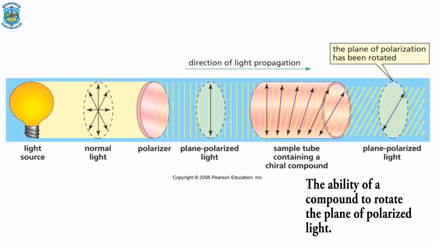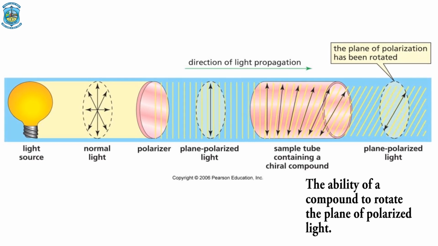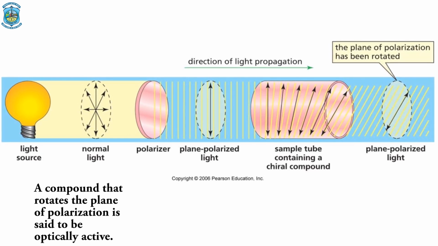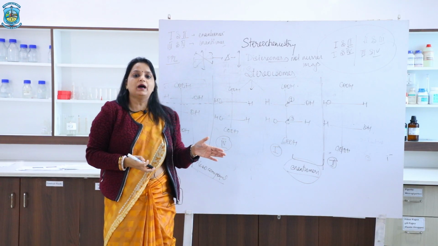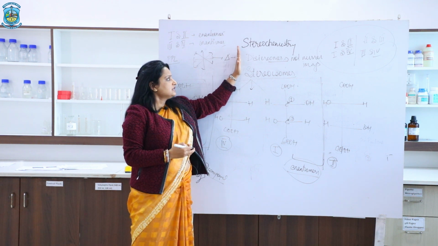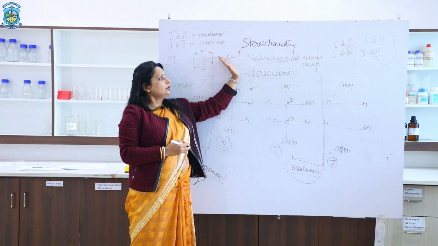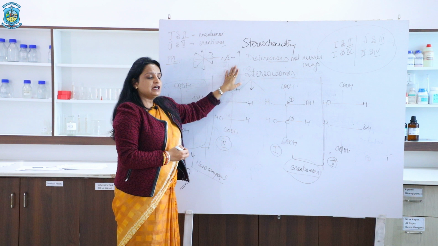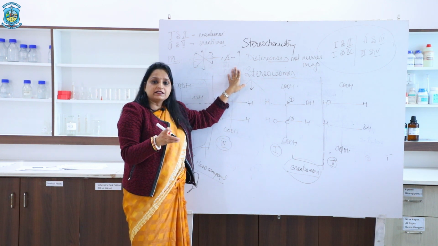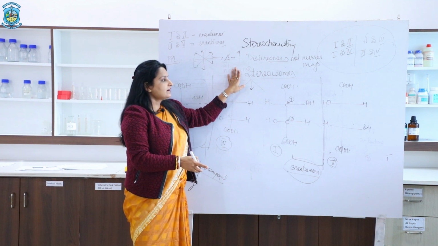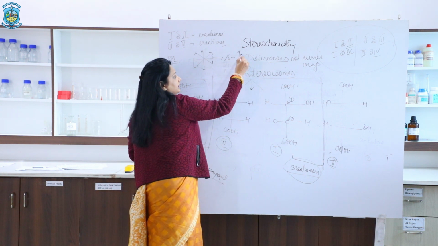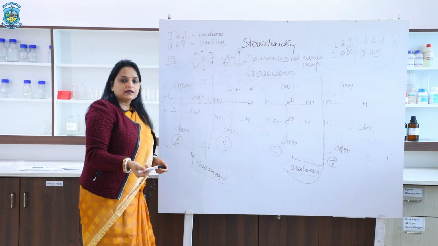Unidirectional means that a normal, multi-directional light, which vibrates in all directions, becomes unidirectional when passed through a prism. If any compound rotates this plane polarized light, it can rotate it towards the right or towards the left. Any compound that rotates it either way carries optical activity. And if a compound does not rotate it in any direction, then it is optically inactive.